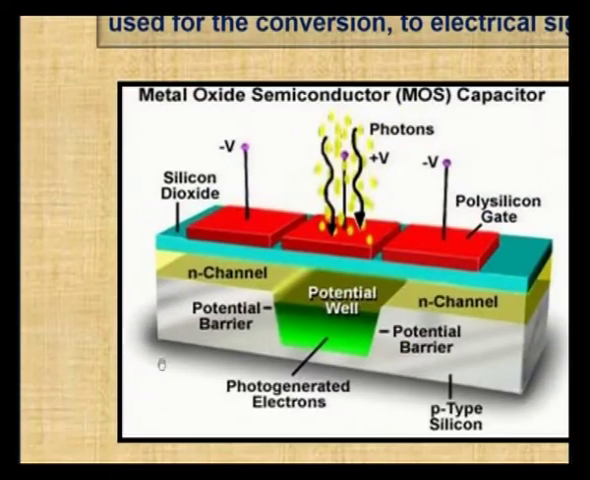That is how the metal oxide semiconductor capacitor looks. This is the N channel, that is the potential well. After the electrons are ejected due to the photons, the potential well is fully filled, and this is the polysilicon gate. These are the photons, this is the p type silicon substrate, and this is the N channel.